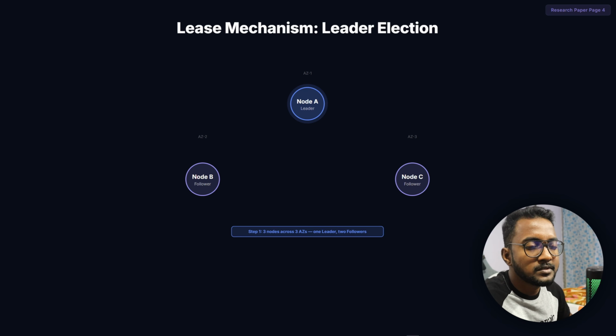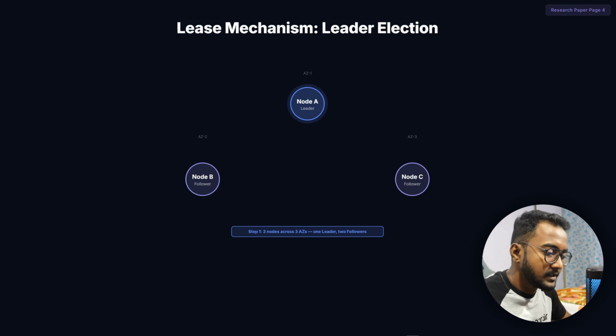The paper also talks about an interesting concept in distributed systems, which is the lease mechanism, and how it works in Amazon DynamoDB. Consider that there is one leader and two followers. How will we ensure that the writes are always handled by only one leader, and no other node can handle a write operation? So there is this concept of lease. I will explain it further.